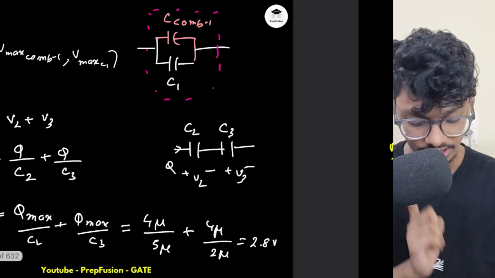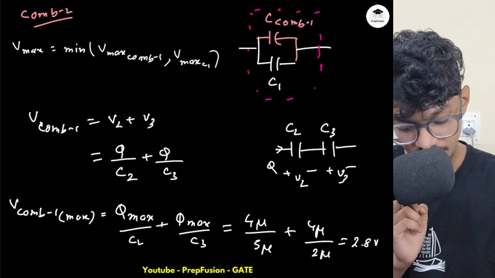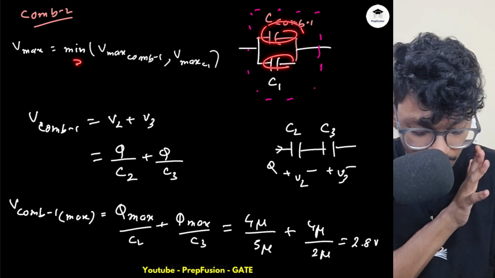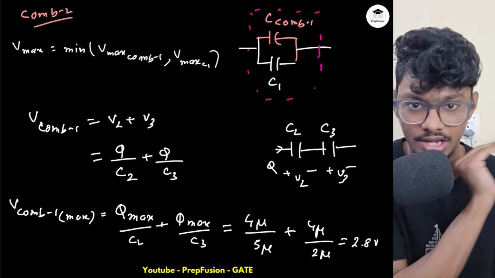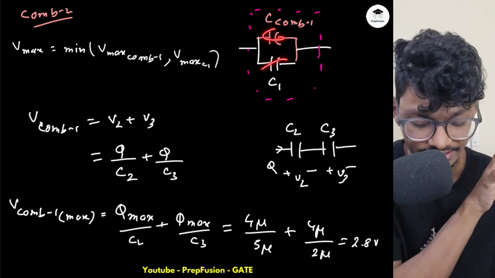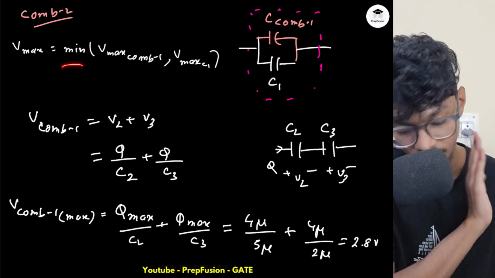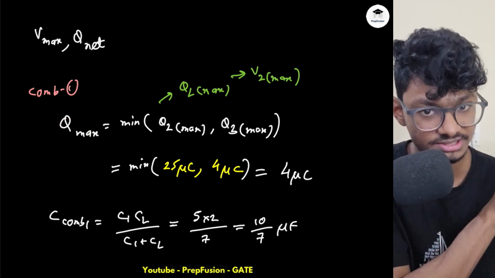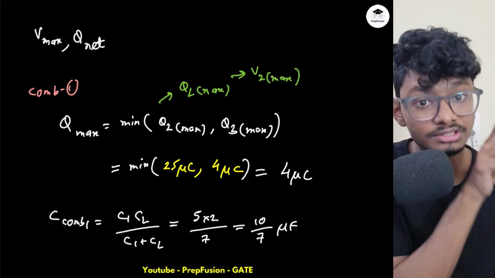Please fundamentally remember these two things. What are these two things? Always, in a parallel combination, the maximum potential will be the minimum of the breakdown voltages of each of the capacitors, the maximum voltage that I can apply across each. For the series case, the maximum charge will be referenced to the minimum of the maximum charges of the capacitors.